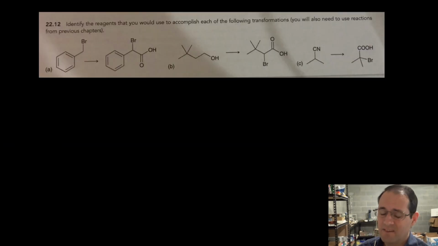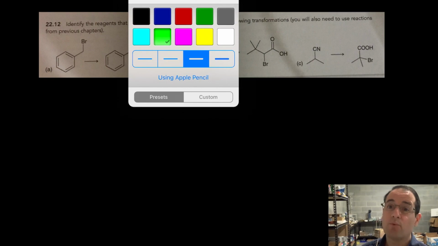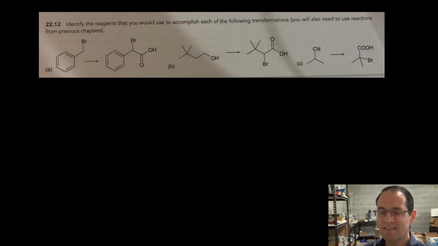Problem 12 takes very little time messing around before they jump right into some really hard synthesis problems. Identify the reagents that you would use to accomplish each of the following transformations. You will need to know all of the reactions from all of the previous chapters, chapter 1 through 21, okay? So we want to use retrosynthesis. That is absolutely necessary. So here we see that there's a bromine alpha to a carboxylic acid. So thinking backwards, that could come from a carboxylic acid.